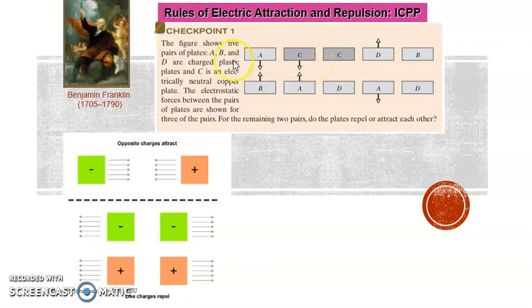Now let us look at A and B. We see that A and B attract towards each other, and D and A repel from one another. Now what will be the condition with C and D? How will they interact, and how will B and D interact?